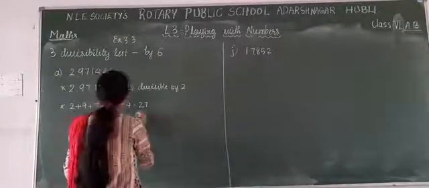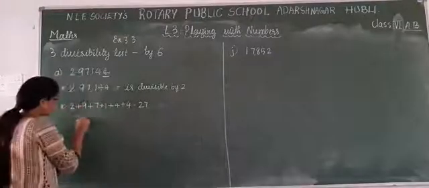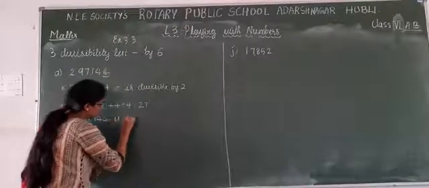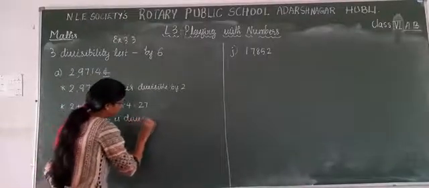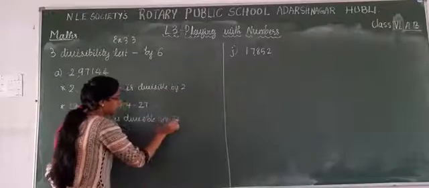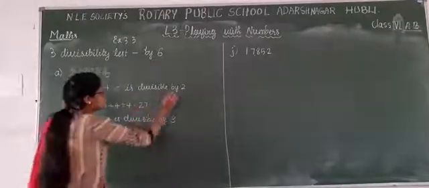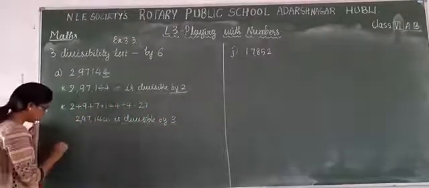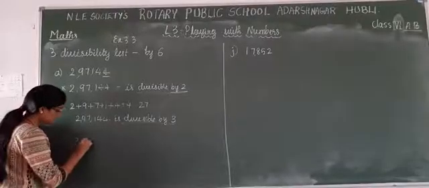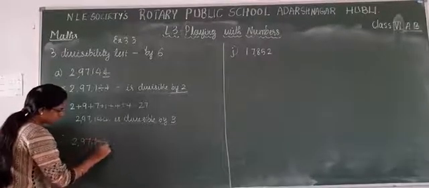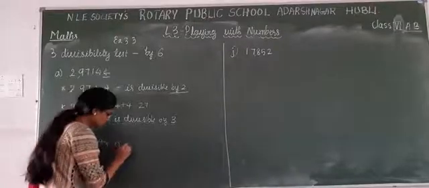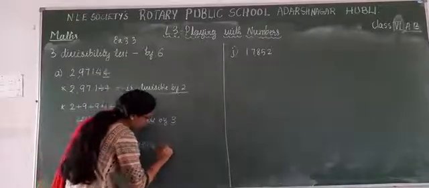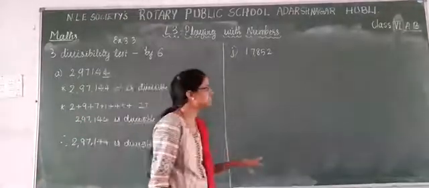Hence 2,97,144 is divisible by 3. When it is divisible by both 2 and 3, it is divisible by 6. Therefore, 2,97,144 is divisible by 6. This is how you are going to check the divisibility test of 6.